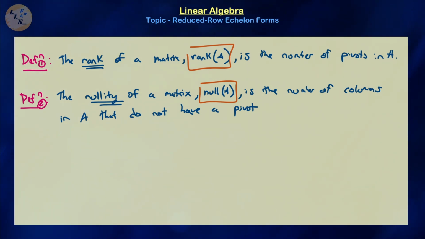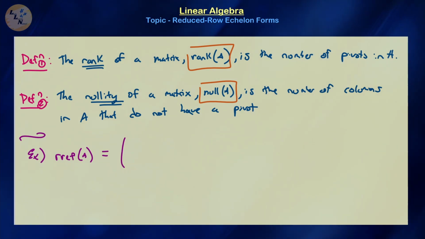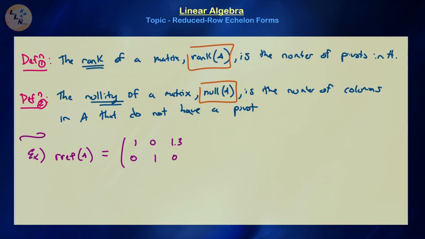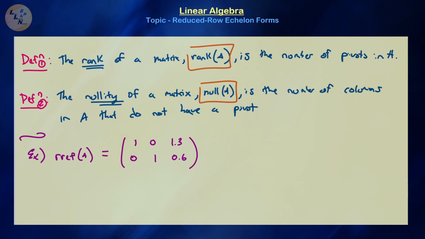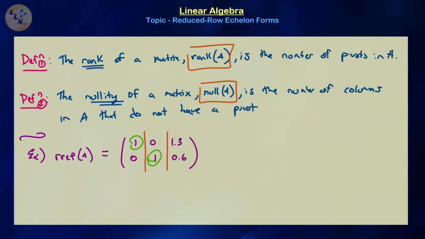So let's look at our particular matrix that we were working with just a moment ago. Remember that we were able to represent a matrix A in terms of its reduced row-echelon form, and we got 1, 0, 1.3, 0, 1, and then 0.6. This was the reduced row-echelon form of A, and we identified that our pivots are located there and there. Keep in mind that this matrix has 3 different columns. So how many pivots does this matrix have? Well, the pivots are circled in green. They're located in columns 1 and 2. Therefore, the rank of the associated matrix A is equal to 2.